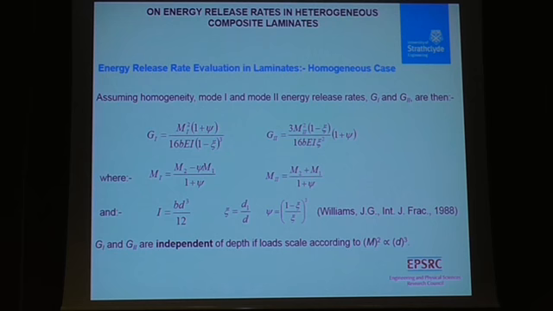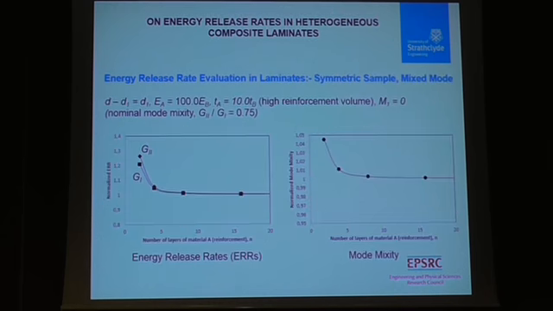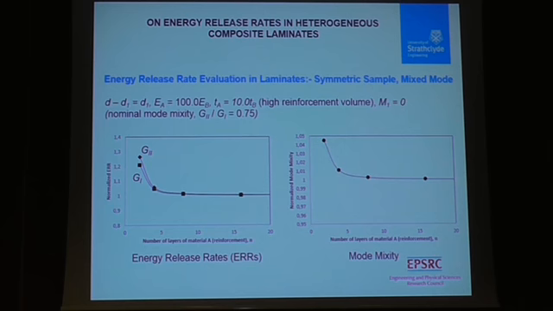So let's look at what happens now in the heterogeneous case where, as I say, I use the size-dependent flexural rigidity, and this is now the case of a symmetric sample. So I've assumed that the depth of the lower arm is the same as the depth of the upper arm. I've tried to use some realistic properties here. So EA is 100 times EB, so you can think of EA as being some reinforcing fiber plies. EB might be some resin interface layer. And I've also assumed that the thickness of the reinforcing plies is 10 times that of the interface layers.